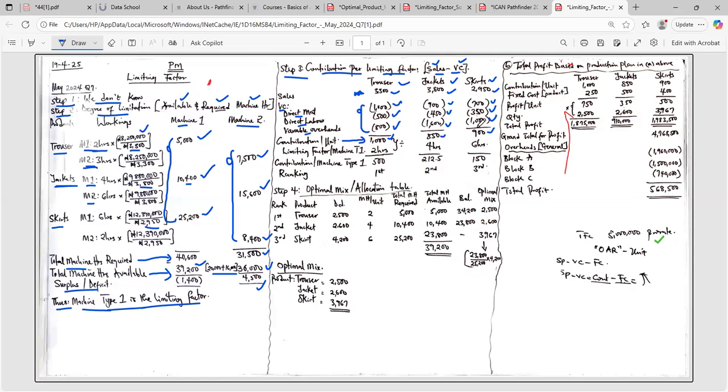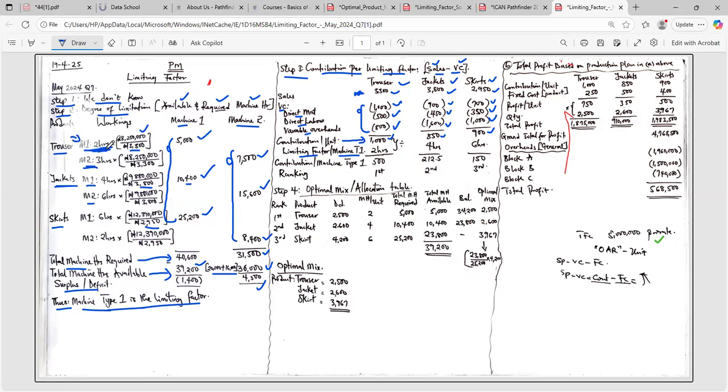So once you get your contribution, you can get your contribution per limiting factor. I told you, replace the per with divide. That's what it means. So divided by limiting factor. And in this case, your limiting factor is machine type 1. That's why I said limiting factor, machine type 1. So to be clear, what's your machine type 1 per unit? 2 hours, 4 hours, 6 hours. How do we get it? Look at it. What's your machine type 1 only?